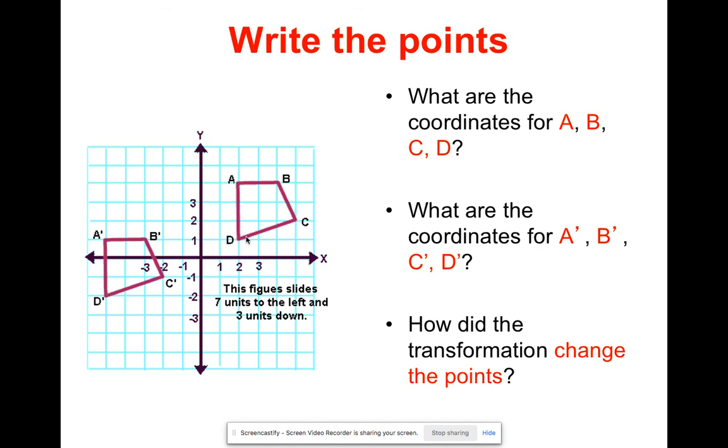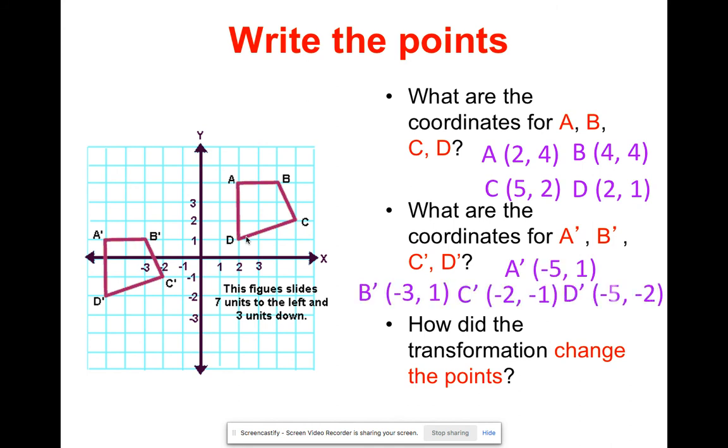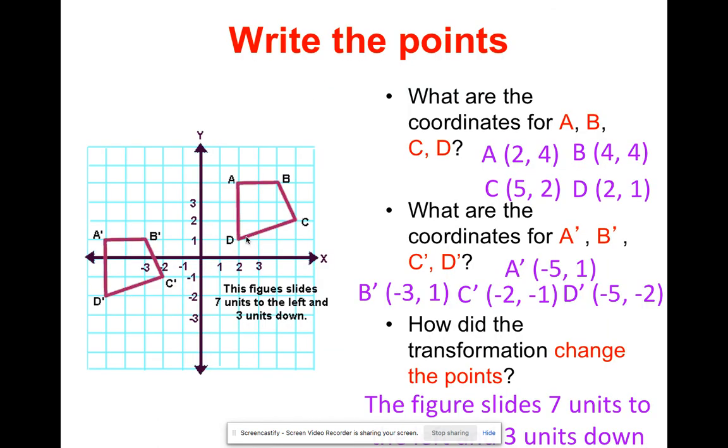How we would write this is, my figure slides 7 units to the left and 3 units down. What that means is that we're literally going to do x minus 7 for all of our vertices, and y minus 3. So if you look at this, 2 minus 7 is negative 5. 4 minus 3 is 1. 4 minus 7 is negative 3. 4 minus 3 is 1. 5 minus 7 is negative 2. 2 minus 3 is negative 1. 2 minus 7 is negative 5, and 1 minus 3 is negative 2.